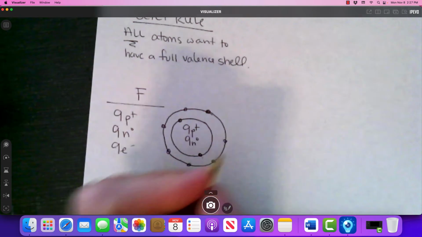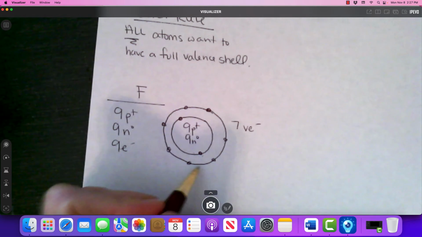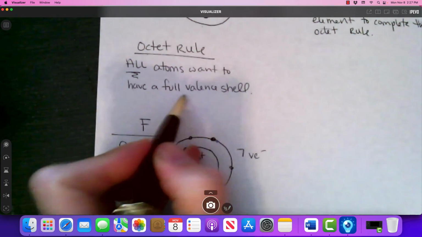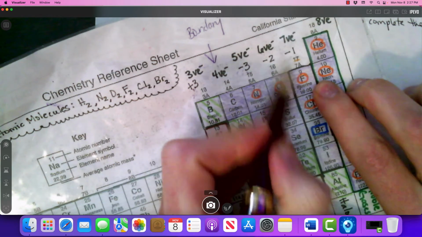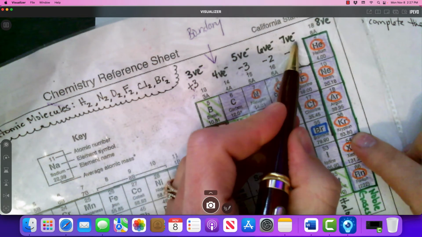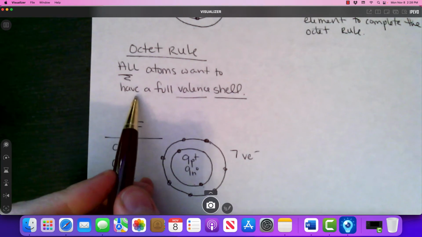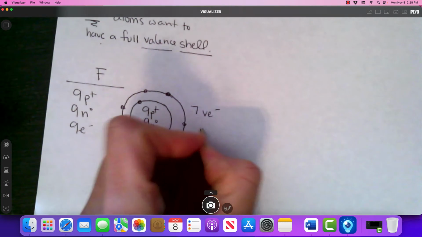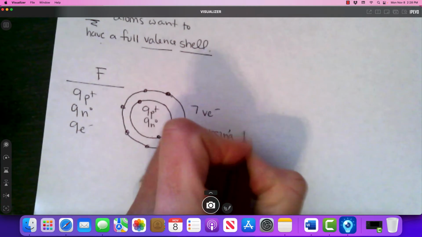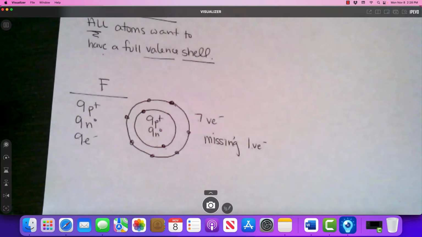So this has what I would consider 7 valence electrons. All of the electrons in the outermost shell are valence. Okay, so if you look over here, fluorine, I have written above it 7 valence electrons. Well, in order to complete the octet rule in the second ring or shell, I need 8. So that means that fluorine is missing 1 valence electron. Okay. So it needs 8, it has 7, it needs 1.